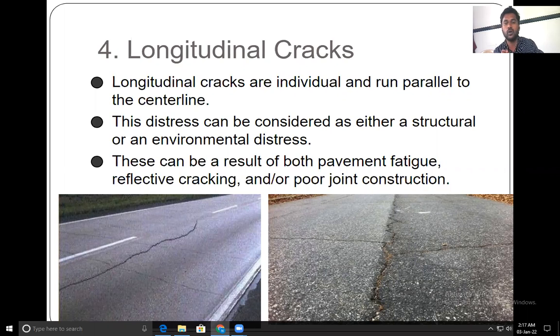This can be the result of pavement fatigue, reflective cracks, or poor construction joints. If we have not provided proper joints at the center, proper bonding is not maintained, these are the reasons, or ultimately fatigue will be there. Whatever heavy load is traveling on the center line, if it is frequently traveling on that point, due to that also cracks will be there.